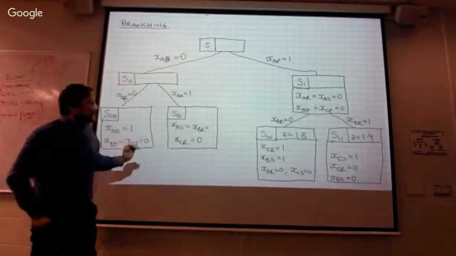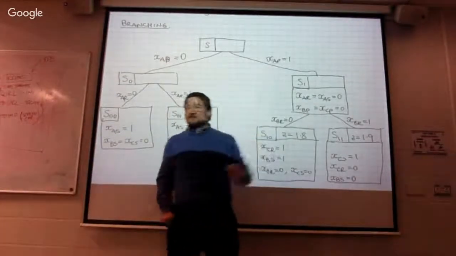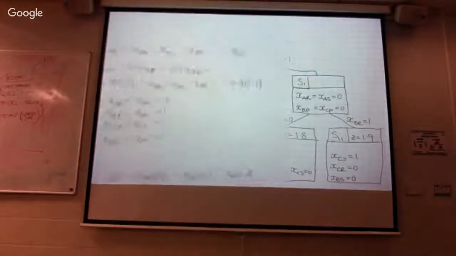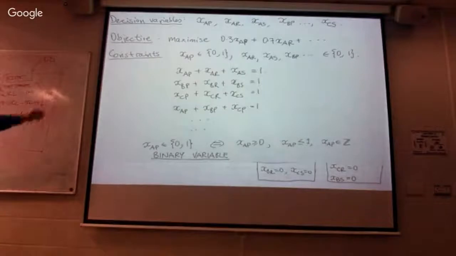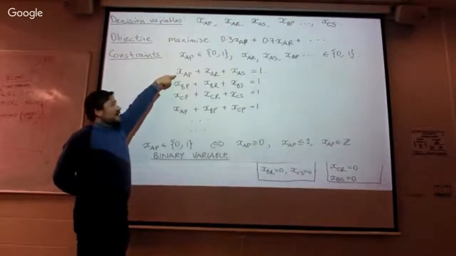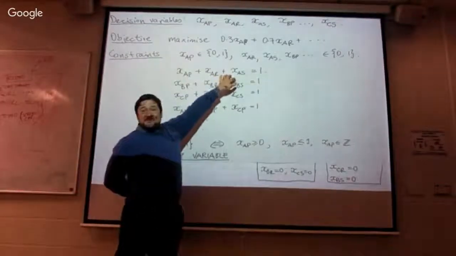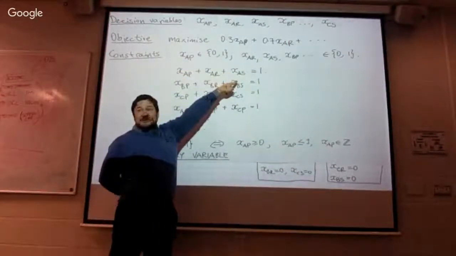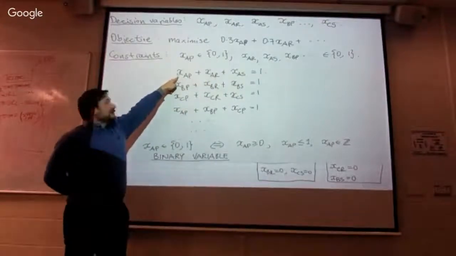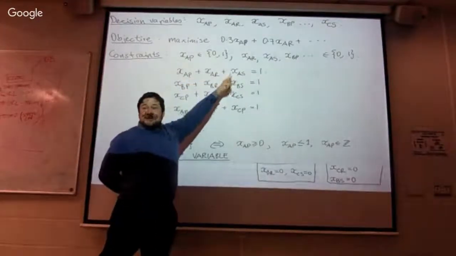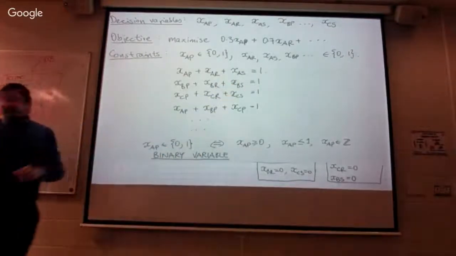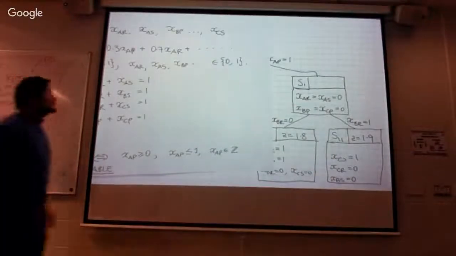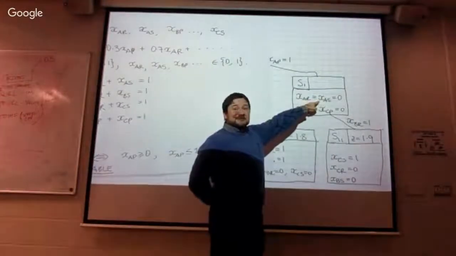Good. Now, if XAP is 1, there is this constraint, this one. XAP added with two other variables has to be 1. Now, each of them is either 0 or 1. So if this is 1, both of them two have to be 0. That's how I get XAR and XAS is 0.